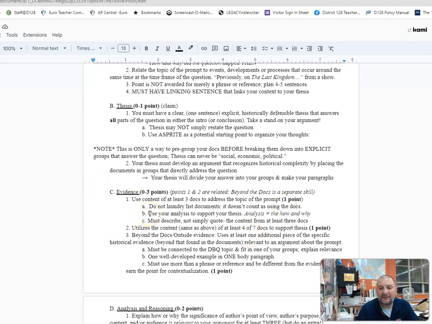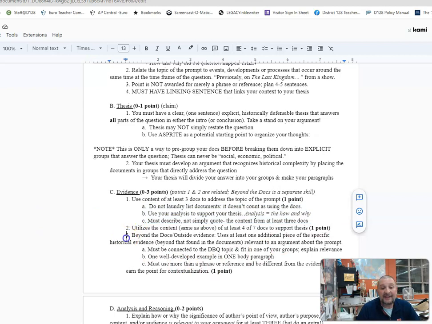You have to use your analysis to support your thesis. The analysis is the how and why. What is going on? And then you must describe, not simply quote, the content from at least 3 of those docs. Then you want to utilize the content for the second point of at least 4 of the 7. So you only need to use another doc to get 1 more point, using 4 of the 7. But then you have to do all of these for those 4 of 7. By the way, spoiler alert, we're going to talk about this. You're going to use all of the documents.